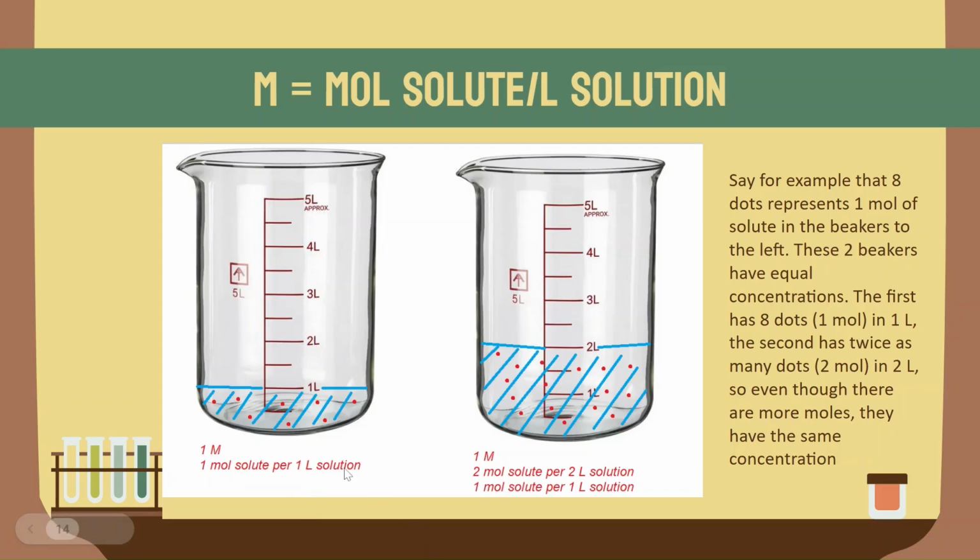On the left, I've got 8 dots in 1 liter. I've got 1 mole in 1 liter. On the right, I've got 16 dots. So I've got 2 moles in 2 liters. This is just in here to show you that no matter how many liters we're thinking about, it's the same thing. We're thinking about how many moles are there in 1 liter of this solution. If I was to pour out exactly 1 liter, how many moles would there be in that?